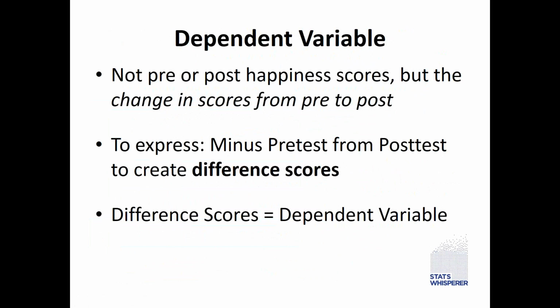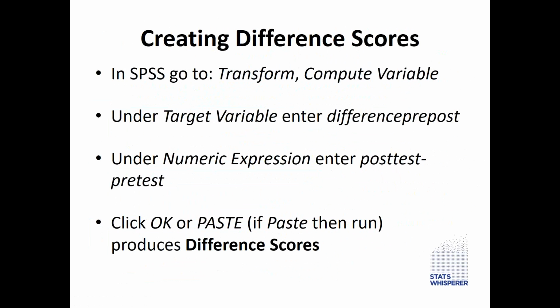Now, how are we going to express that dependent variable? It's not the pre and it's not the post, it's the change. We can express the change in different scores. Specifically, we could subtract the pre-test from the post-test. It'll create one score that reflects the degree of change. Those difference scores will be the dependent variable. So here's how to compute the change scores in SPSS.